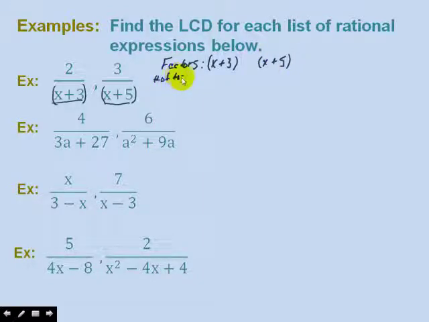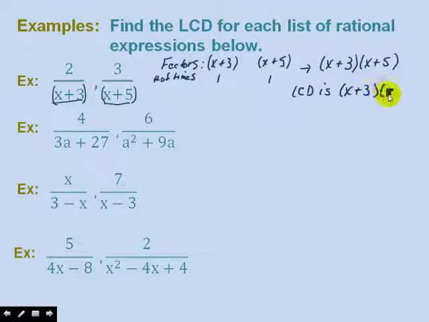The maximum number of times each one occurs is just once, because this one only occurs in this rational expression and it only occurs the one time, and the same for the x plus 5. So that means our LCD will just look like this. We'll have x plus 3 to the first power and x plus 5 to the first power. And that's all there is to it. So our LCD would just be the product of those two factors.